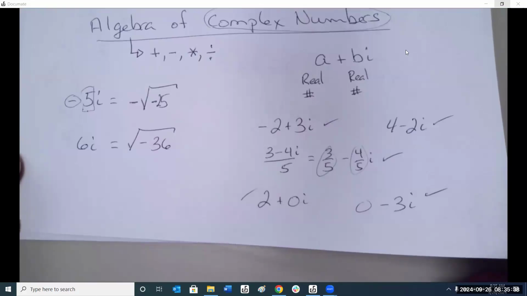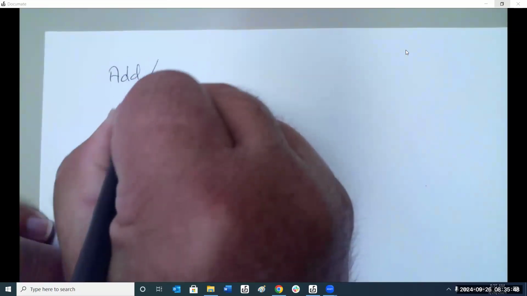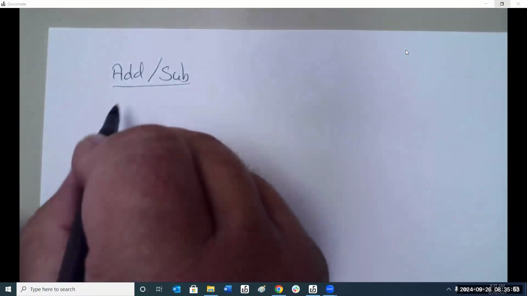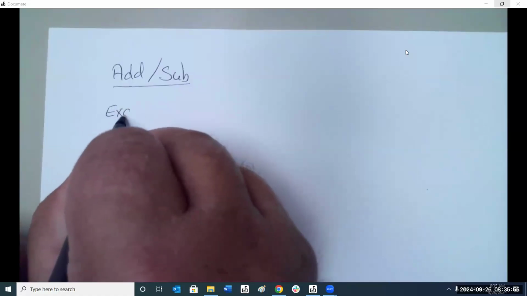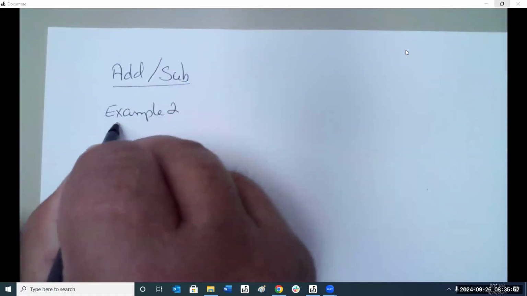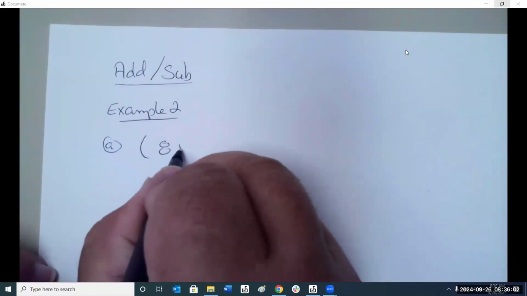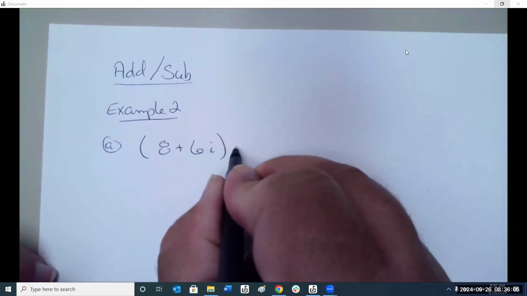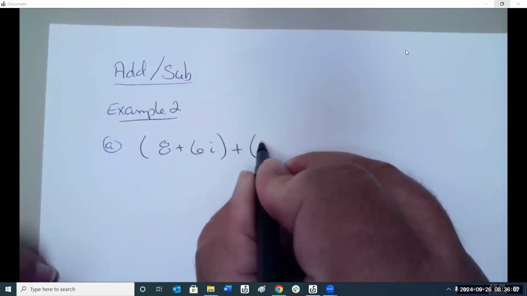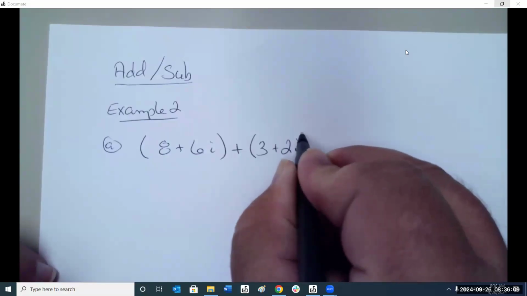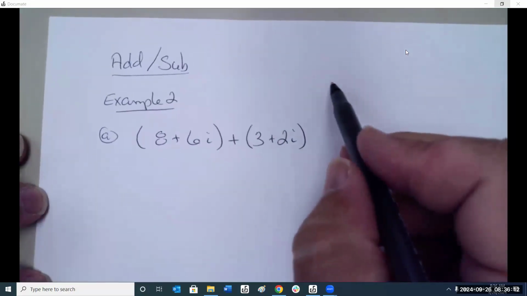All right, now let's do the algebra. Let's do addition and subtraction first. Add and subtract. This is example 2. A. If I had 8 plus 6i plus 3 plus 2i. Work that out.